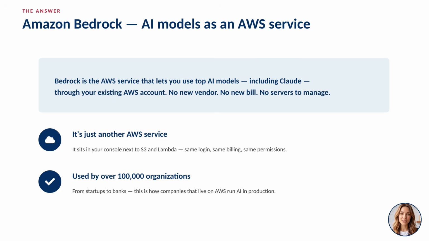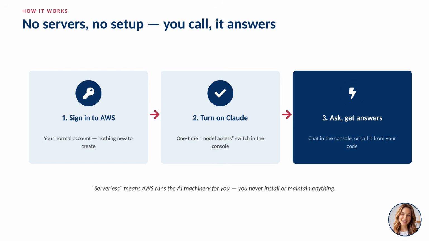And this is not some niche experiment. Over 100,000 organizations already build on Bedrock, from small startups to heavily regulated banks. It is, quite simply, how companies that live on AWS do AI. And using it is genuinely simple, because Bedrock is what's called serverless. That's a fancy word for AWS runs all the machinery, and you just use it. There's no AI infrastructure to build, no graphics cards to rent, no software to keep updated.